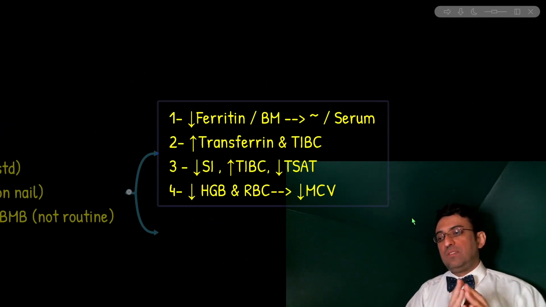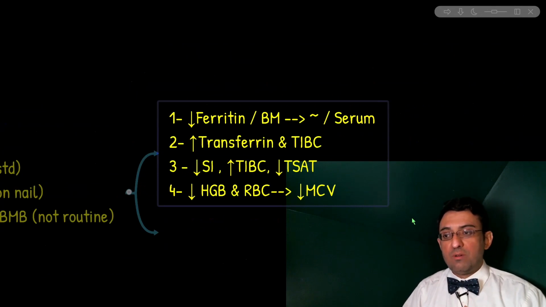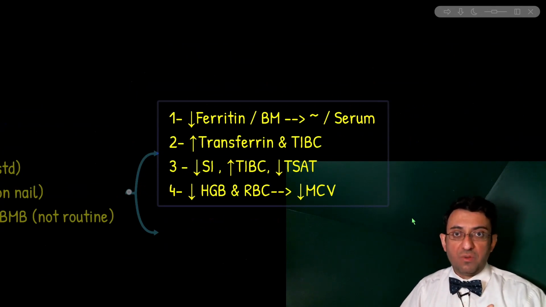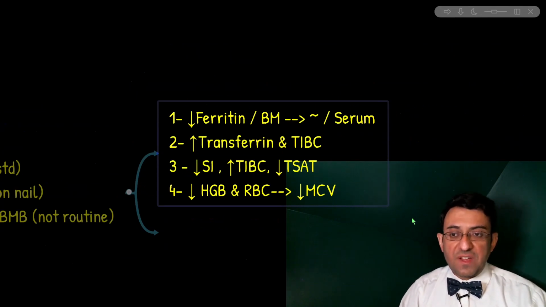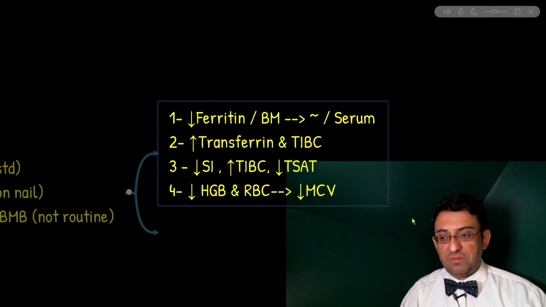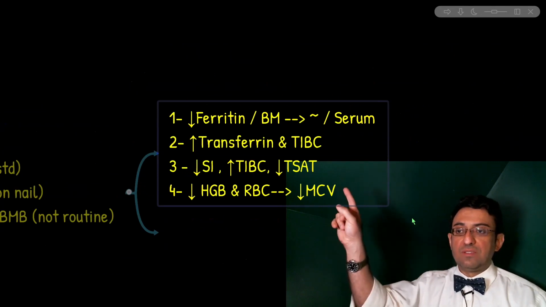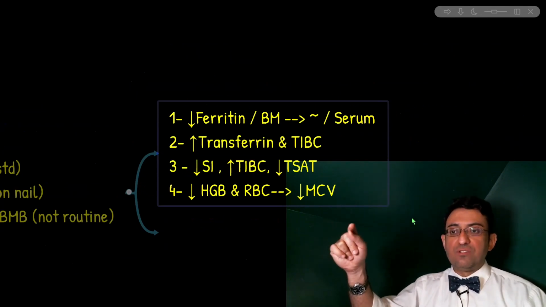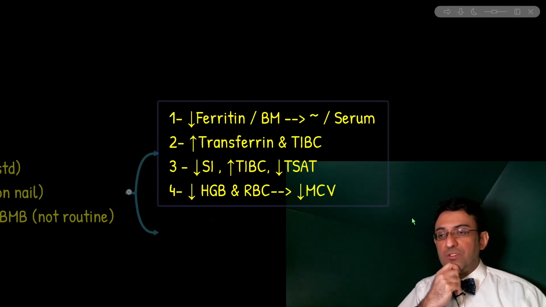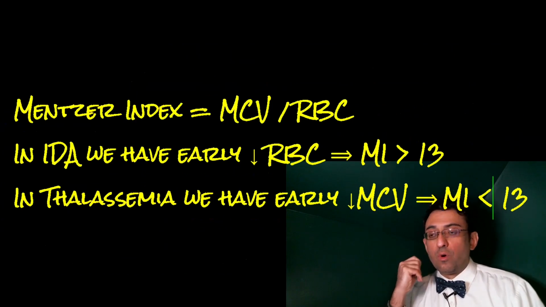Now, if you are asked what is the gold standard for the diagnosis of iron deficiency anemia, that's bone marrow biopsy. However, we don't routinely perform it. Bone marrow biopsy has its specific indications. However, remember that decreased levels of ferritin in bone marrow happen before decreased levels of ferritin in serum, and therefore these are, as you can see, the most sensitive tests. Now, before discussing the rest of the sequential changes, I want to draw your attention to the Mentzer Index. Okay, what is the Mentzer score or Mentzer Index?